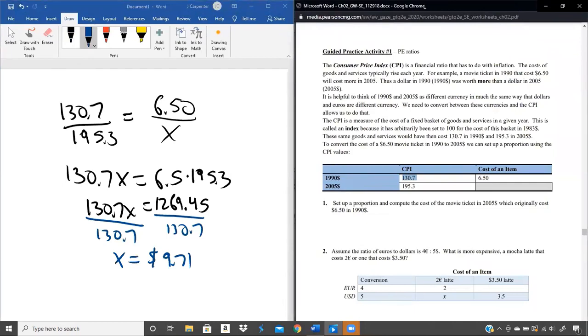So this would be the price in 2005 only, based on inflation. Now, again, I'm not saying this is the actual price. This is the price scaled by inflation exactly.